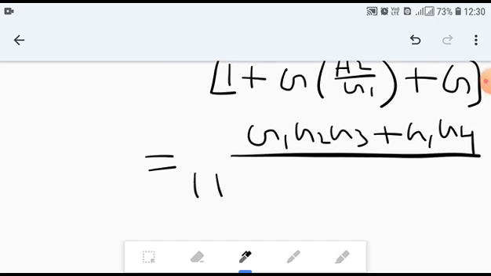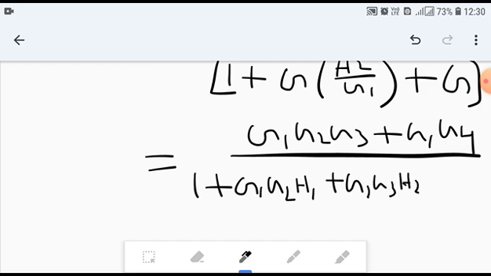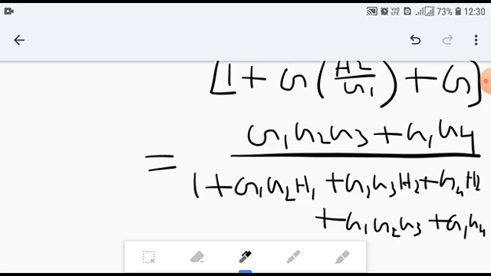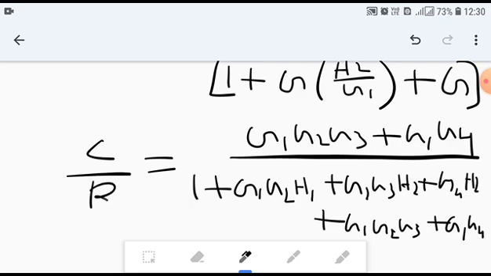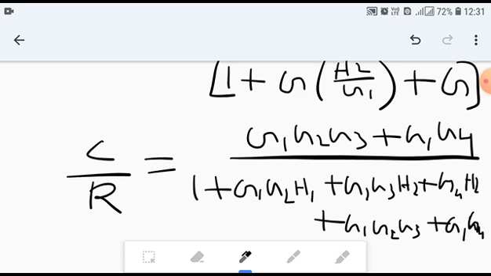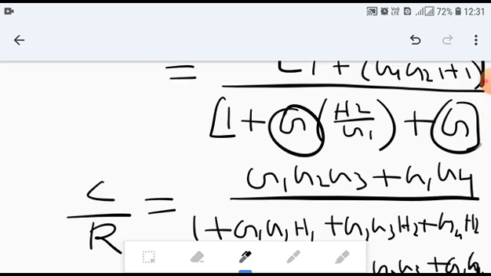I want to conclude this finally because it is a long time. It has G1, G2, H1, G2, G3, H2 plus G4, H2 in the denominator itself, and G1, G2, G3 plus G1, G4 in the numerator. This is our C by R. So this is our final answer, which is nothing but the transfer function. So try to substitute the G values in this and simplify this.